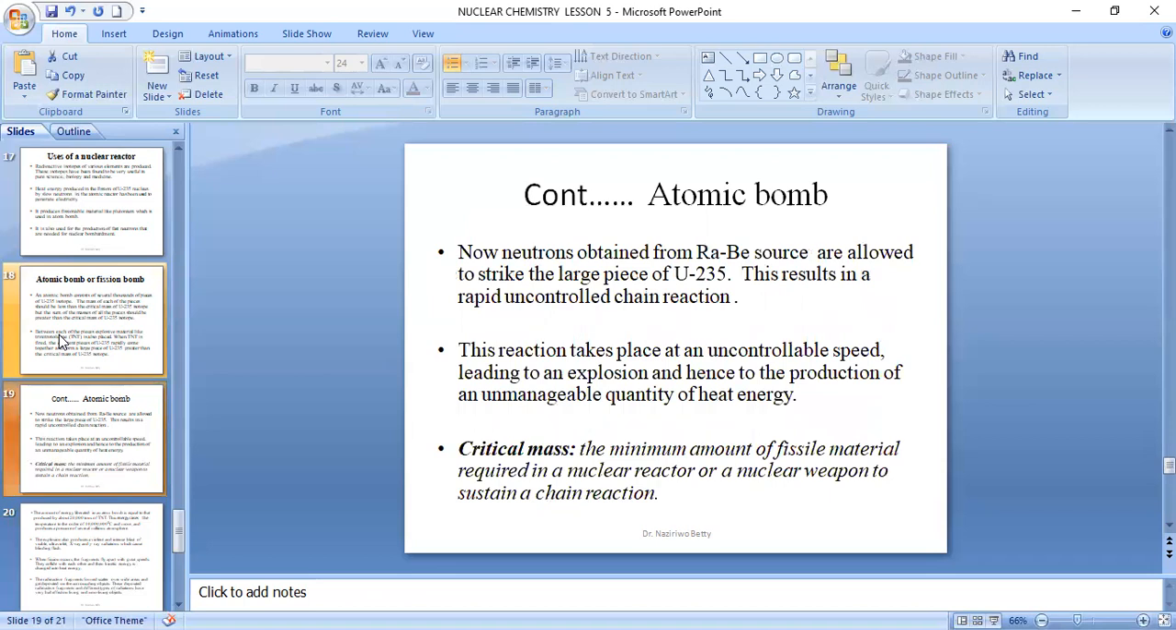Now neutrons obtained from a radon-beryllium source are allowed to strike the larger piece of uranium-235. This results in a rapid uncontrolled chain reaction. This reaction takes place at uncontrollable speed, leading to an explosion and hence to the production of an unmanageable quantity of heat energy. So we have been talking about the critical mass. So what is a critical mass? This is the minimum amount of fissile material required in a nuclear reactor or a nuclear weapon to sustain a chain reaction.